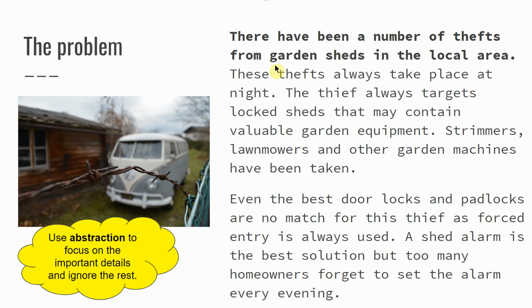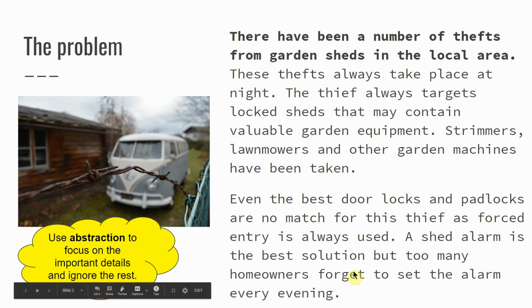You identify a problem, and then you see if you can elaborate on that a little bit more and you should write up a problem like this. So let's see what I've written. These thefts always take place at night. The thief always targets locked sheds that may contain valuable garden equipment. Trimmers, lawnmowers, other garden machines have been taken. Even the best door locks and padlocks are no match for this thief, as false entries always use a shed alarm is the best solution, blah, blah, blah.